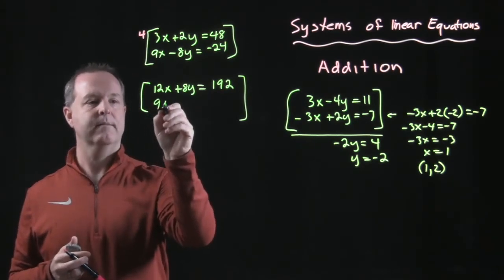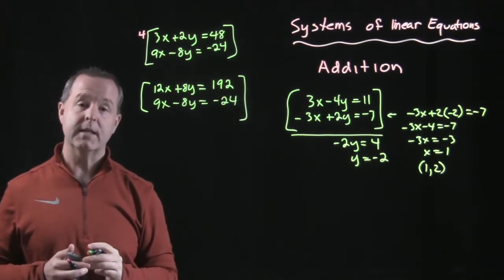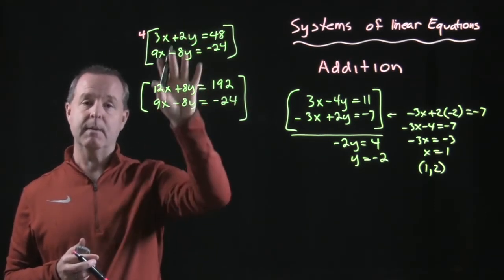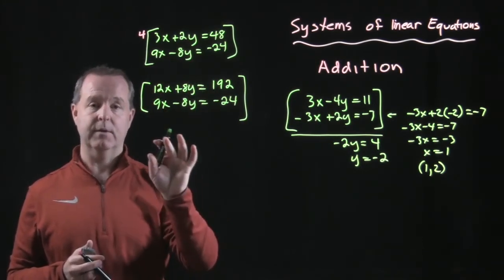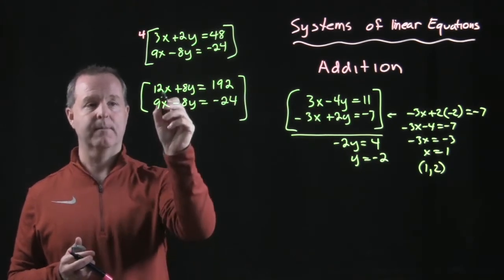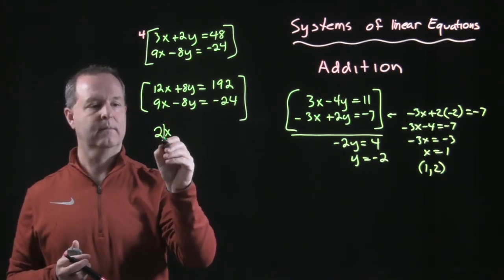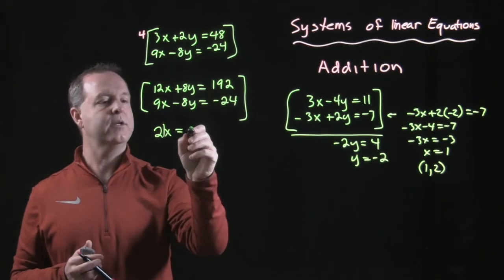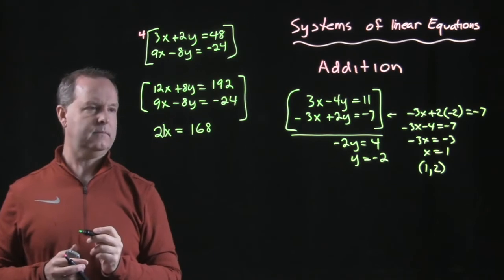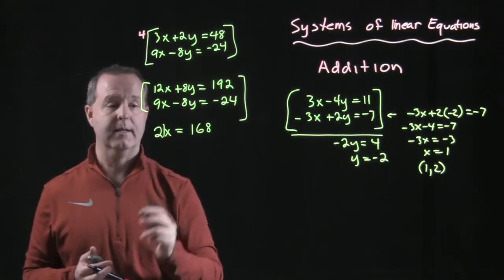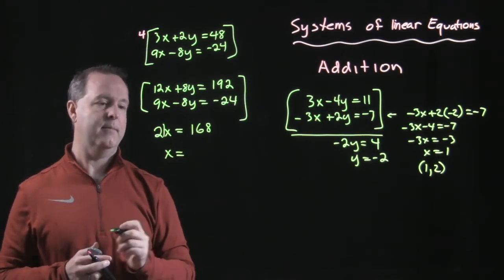Let's write down the next line. Notice now I have a system. It's the same system but modified. Now if I were to add the two equations together, a variable would drop out. 12 plus 9 produces 21x equals 168. Let's double check that. That looks correct. Solve that, divide both sides by 21. x equals 8.